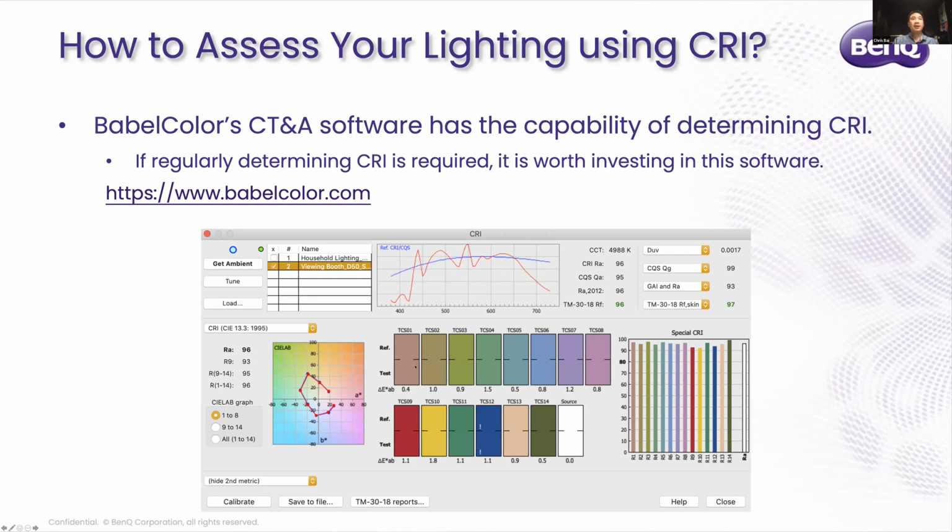In this software, it will actually measure the spectrum of your light source, and then show you the differences for the 14 colored samples for this CRI. It will tell you the CRI number, and also in different grading, in different numbers. This is an example of my viewing booth. It's in the very good grade of CRI, a 96. It's a really good grade.